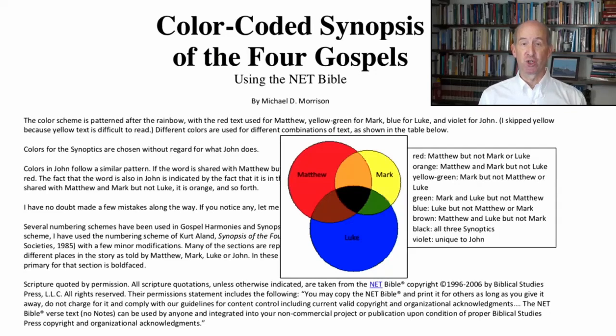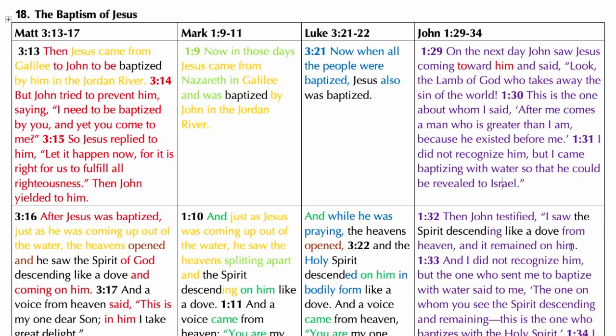He saves purple for John, which is not on this chart. Where Mark and Luke overlap, those passages are in darker green. Where Matthew, Mark, and Luke all have the same wording, it's in black. And as I've said, passages that are unique to John, because John is the most unusual of the four, those are colored purple. Let's look at that section on Jesus' baptism. It's section 18 in the synopsis.